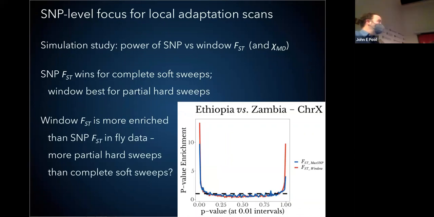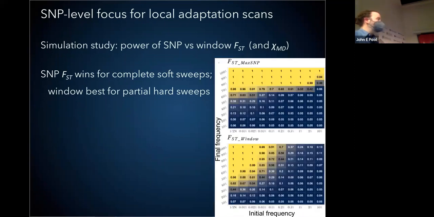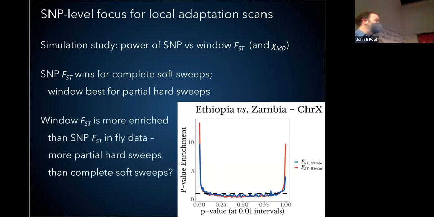Curiously, we found that window FST was actually somewhat more enriched in real data, in our fly data, than SNP FST, which could imply that there's actually a little bit more of these than there are of these going on in our populations genome-wide. And I think that probably has more to do with the partial part here than it does with the hard part. Our adaptive trait mapping studies too suggested that partial sweeps may be more the rule than the exception in terms of adaptation among these populations. So that really dovetails with that result.